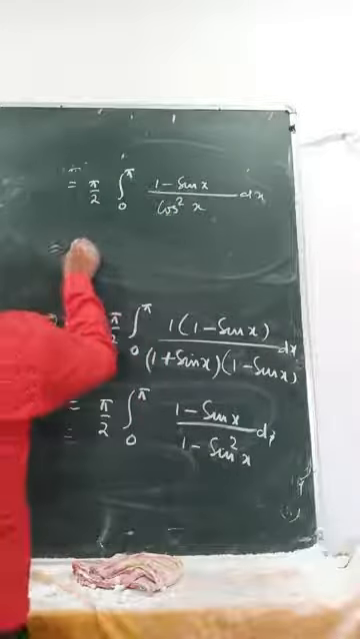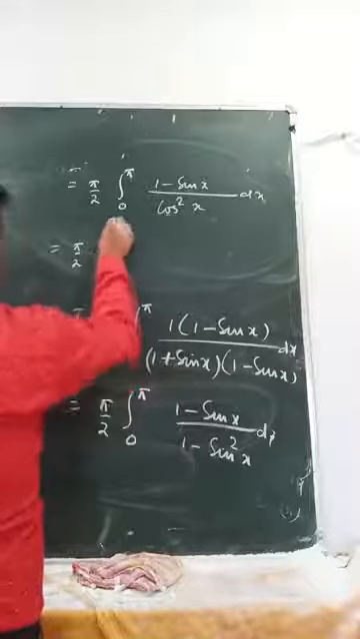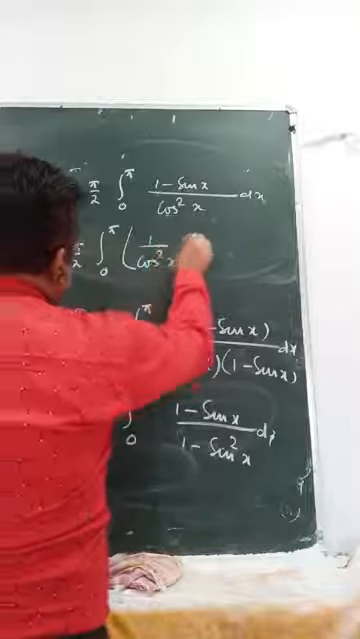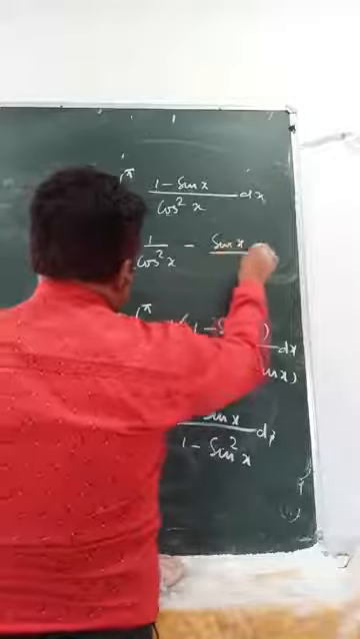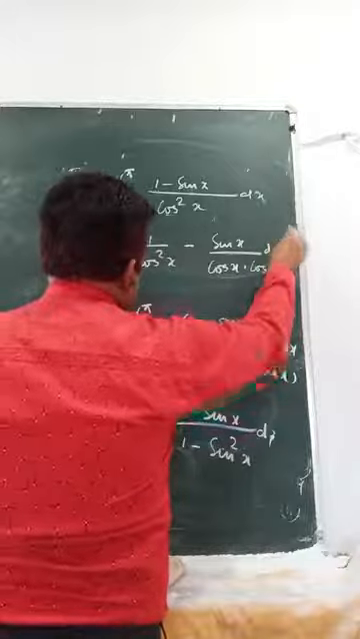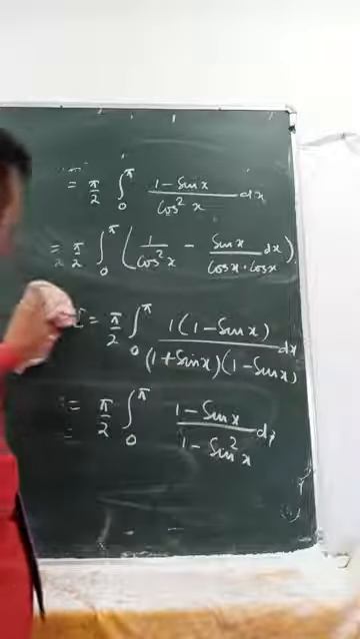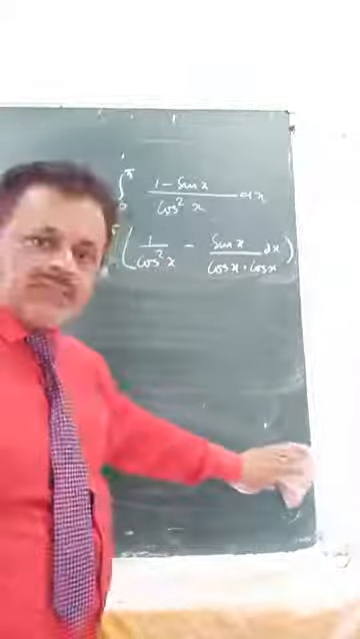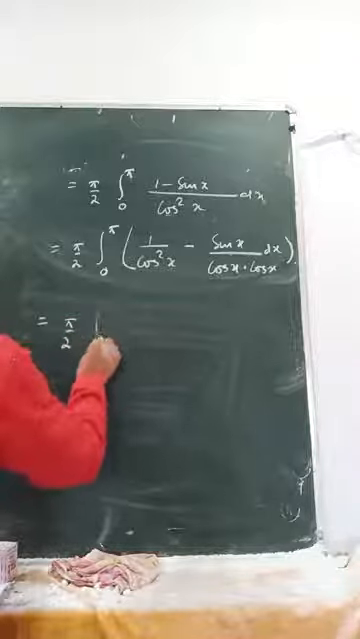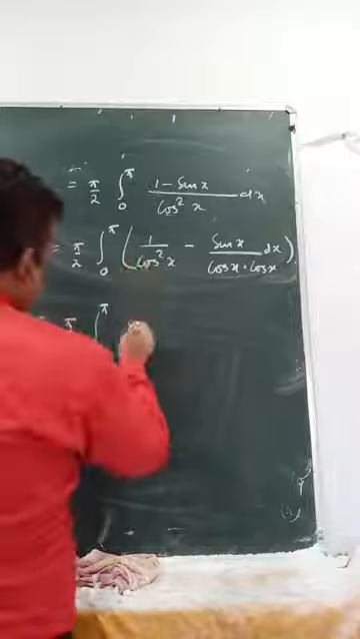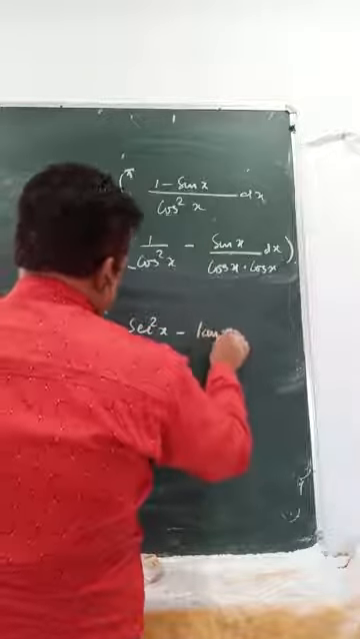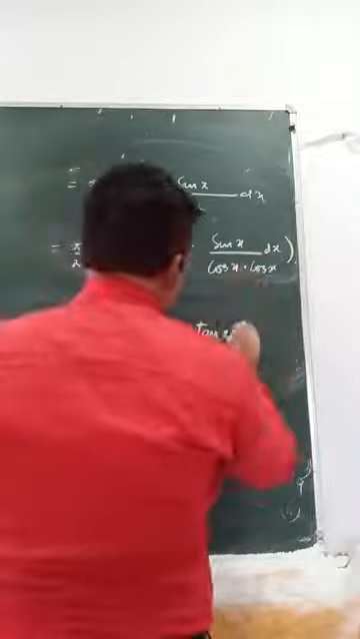That is pi by 2, integral 0 to pi, 1 by cos square x minus sin x by cos x, let's write. Okay, so bit lengthy, but question comes like this: pi by 2, 0 to pi, this is sec square x minus sin by cos is tan x, 1 by cos is sec x.